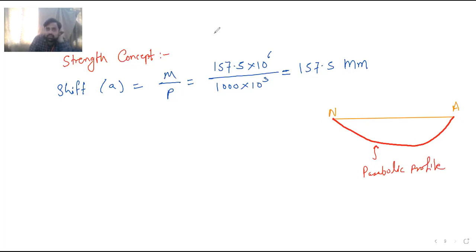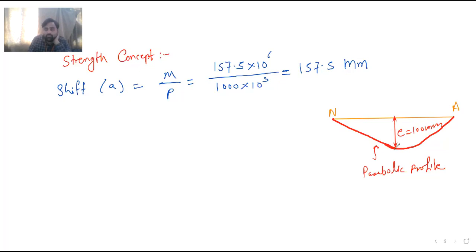What is the maximum eccentricity? That eccentricity is from this point. E is equal to 100 mm at center. That diagram I have not drawn properly, I will draw it once again. So here it should be maximum at the center and then it will go to 0. So this is the parabolic profile, E 100 mm.